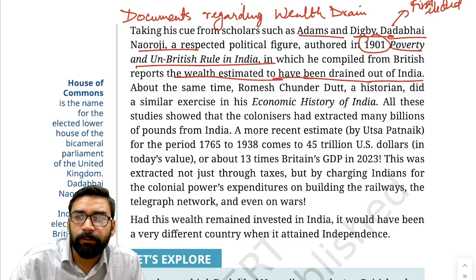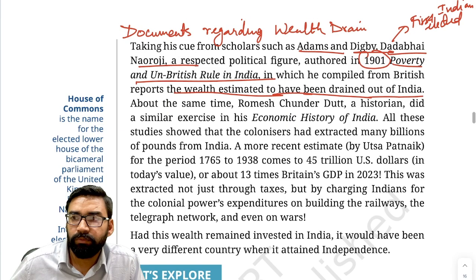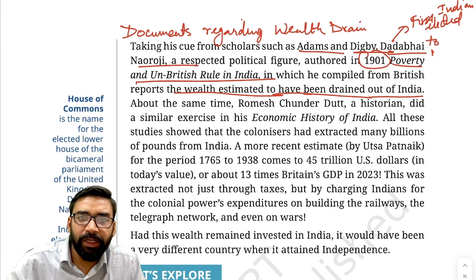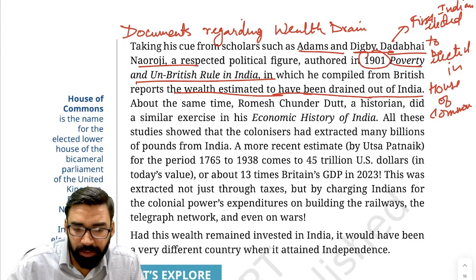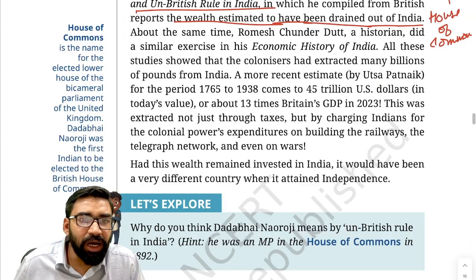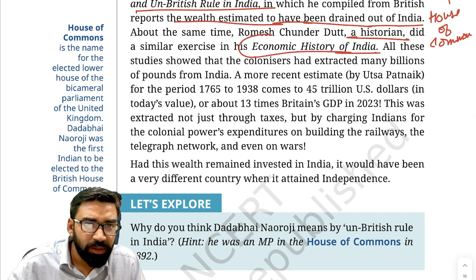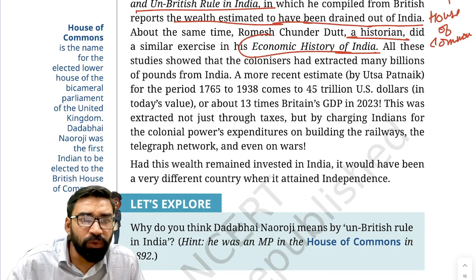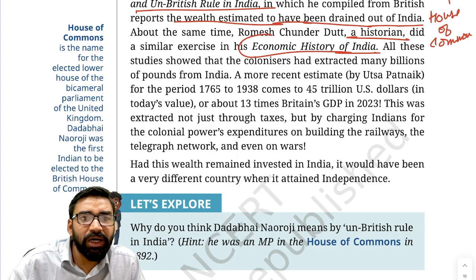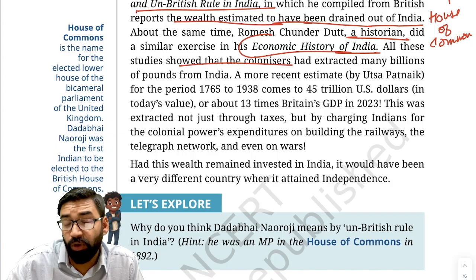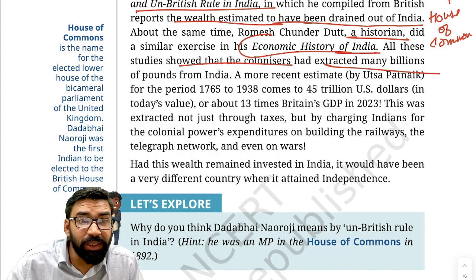Dadabhai Naoroji was the first Indian to be elected in House of Commons of British, lower house of British Parliament. Fine, remember this. Now, next is R.C. Dutt. He was a historian. He wrote a book, Economic History of India. Similar thing. So they made some estimates. Clear? So early historians, early studies actually showed colonizers have extracted many billions of pounds from India.